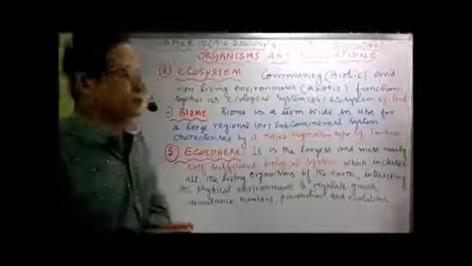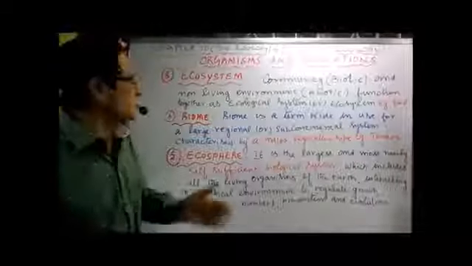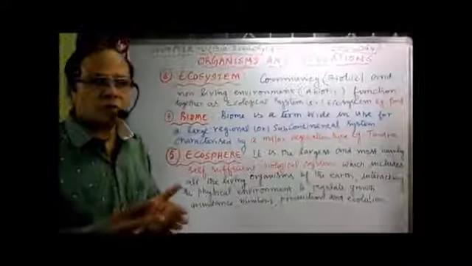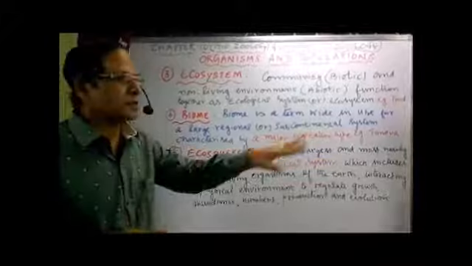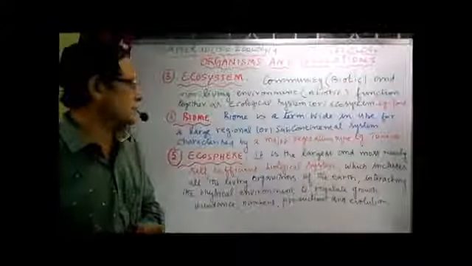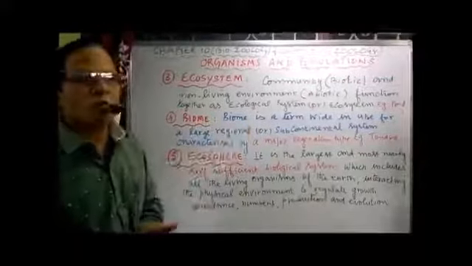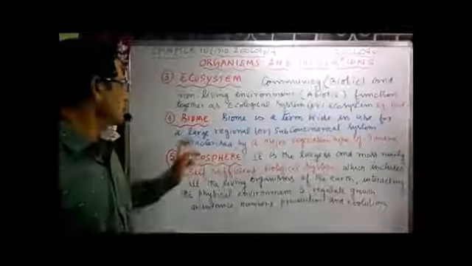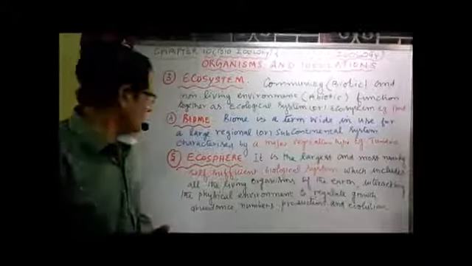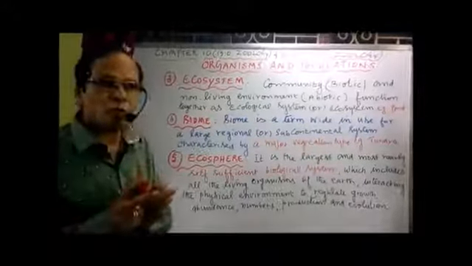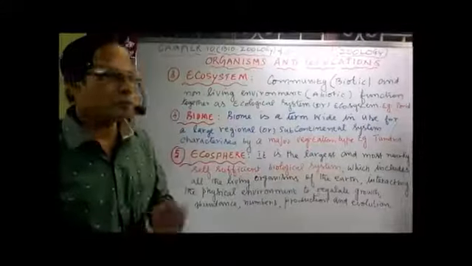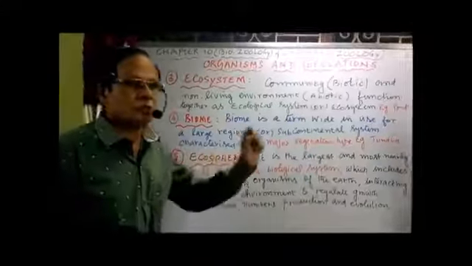The next one, biome. When compared to the ecosystem, the biome is the largest one. It's the largest regional area or subcontinental area. That's why biome is a term widely used for a large regional or subcontinental system. And that one is characterized by only one particular type of vegetation, more abundant. Others are also present, but one type of vegetation is most abundant.